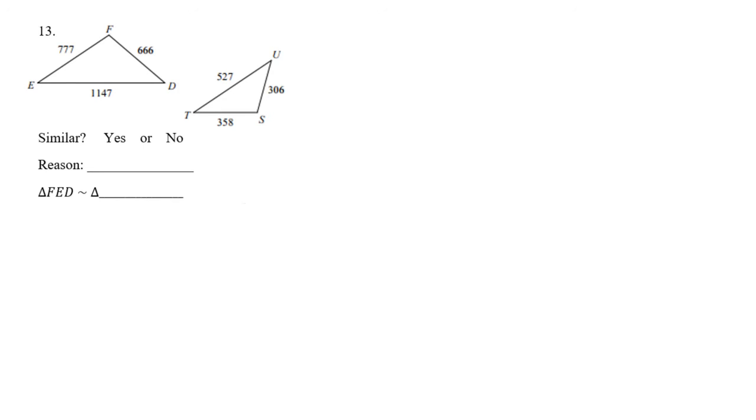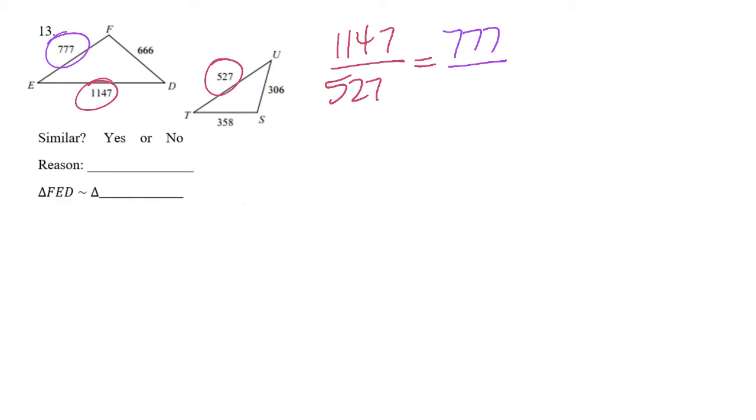All right, with this one, we are trying to see if the triangles are similar or not. So you want to use the philosophy of the biggest side with biggest side, smallest side with smallest side from there. All right, so I've got 47 over 527 equals, I'm going to do the next biggest, so 777 over 358 equals, oh, let me do that in a different color.